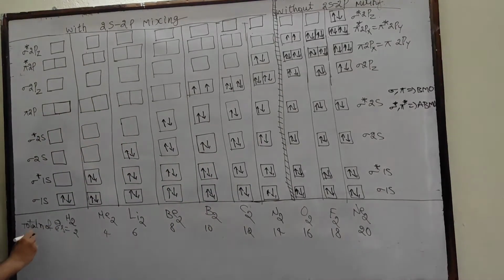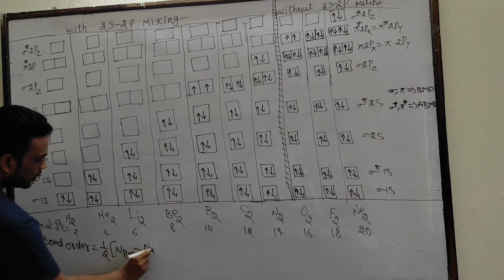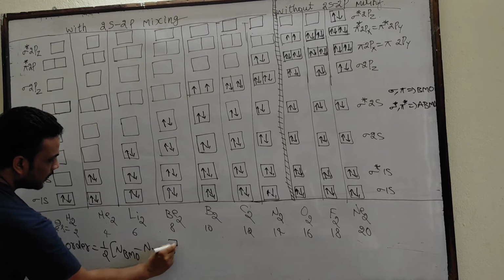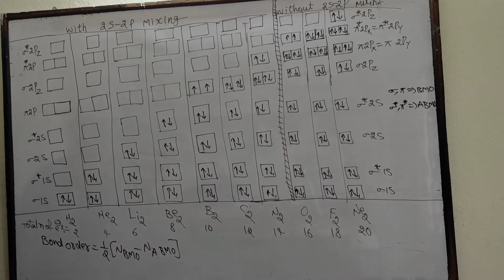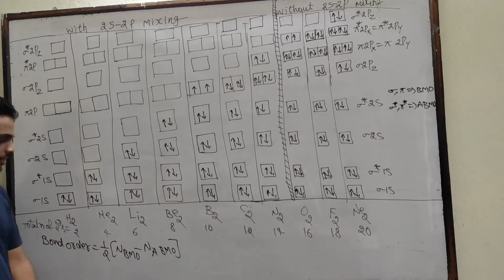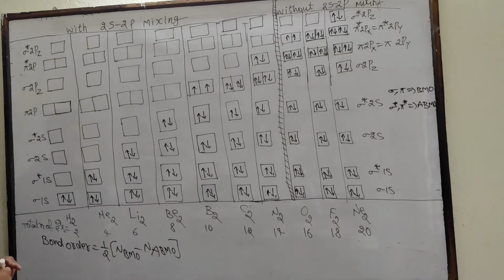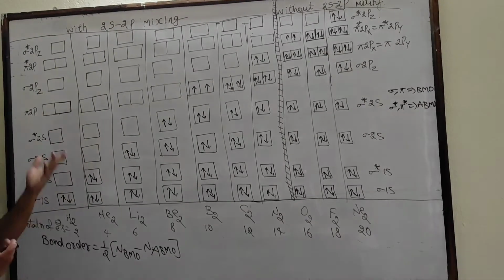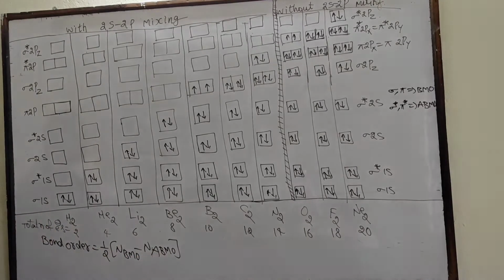Now how to calculate bond order? I want to calculate bond order. The bond order formula you know very well: half into number of electrons in BMO minus number of electrons in ABMO. This is the formula of bond order. So how to calculate bond order? First you see the number of electrons in BMO, that is 2. Number of electrons in ABMO, that is 0. No electron is there. So half into 2 minus 0, so 1 is coming for hydrogen.